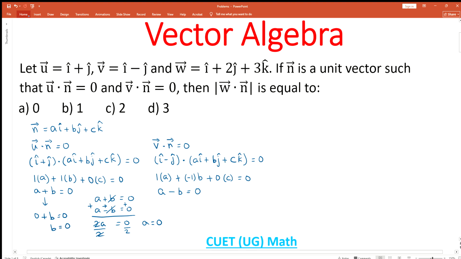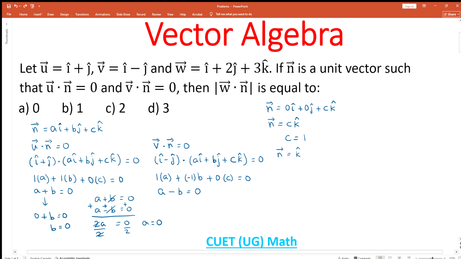So as per these a and b values, vector n is equal to 0i plus 0j plus ck. We can ignore the i and j components because their coefficients are 0. So we get vector n equals ck. As per the problem, vector n is a unit vector. That means the value of c should be equal to 1 because that will make vector n a unit vector. So vector n is equal to 1 times component k or just component k.